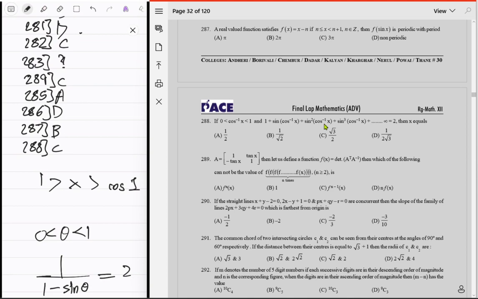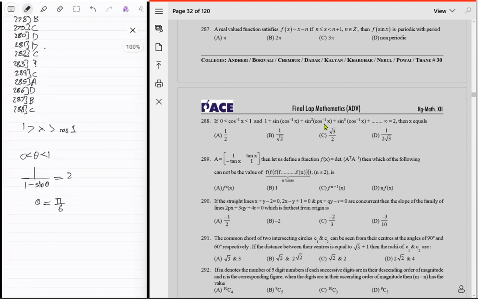Next question. And wait, that doesn't make any sense. Square root of 3 upon 2 is not less than 1, is it? It is, of course. Wait, what? Theta is pi upon 6, it is less than 1. Well, yeah, that's all you need. So, no big deal. Just next question.